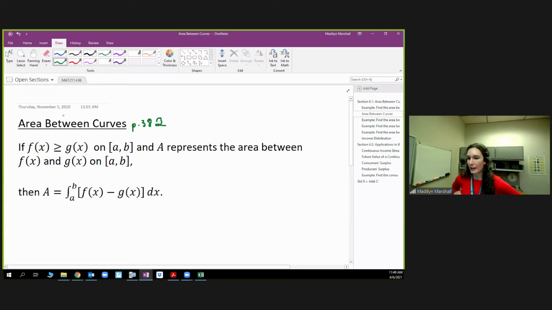So if we look at the conclusion of this, then A equals the integral from a to b of f of x minus g of x dx. So this is where we got to at the end of the previous example. So that's what we can use every time here. Our interval of integration a to b, and then our two functions that we are finding the area between.